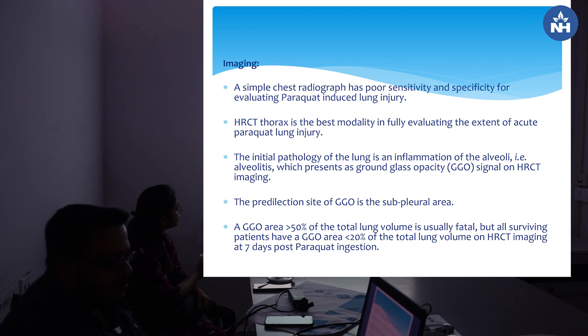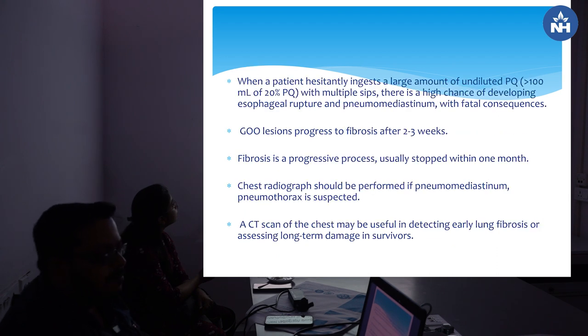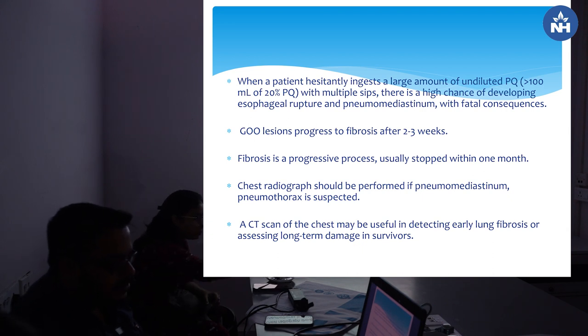A ground glass opacity more than 50% of the total lung volume is usually fatal. But all surviving patients have a ground glass opacity less than 20% of the total lung volume on HRCT imaging at 7 days post paraquat ingestion. When a healthy patient hesitantly ingests a large amount of undiluted paraquat, that is more than 100 ml of 20% paraquat with multiple sips, there is a high chance of developing esophageal rupture and pneumomediastinum with fatal consequences.